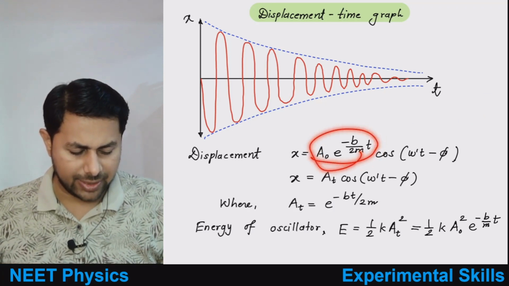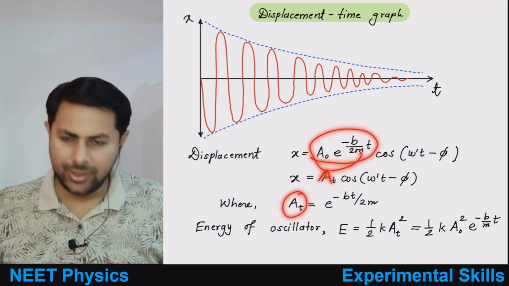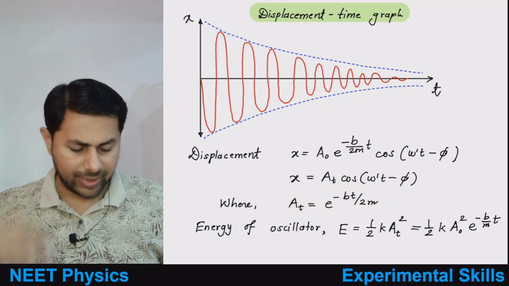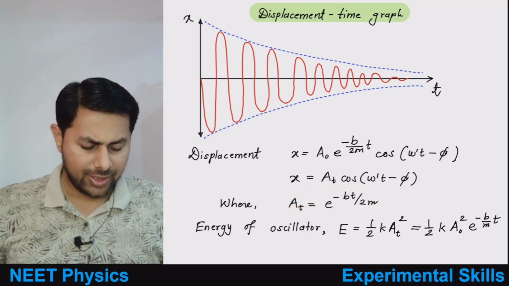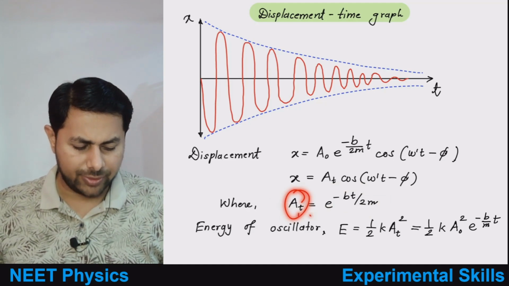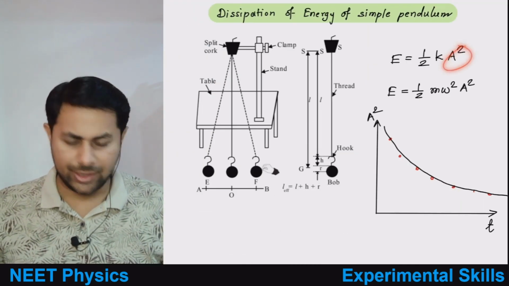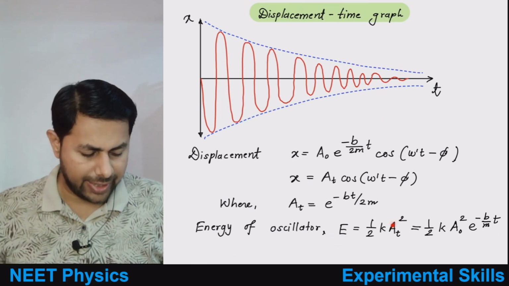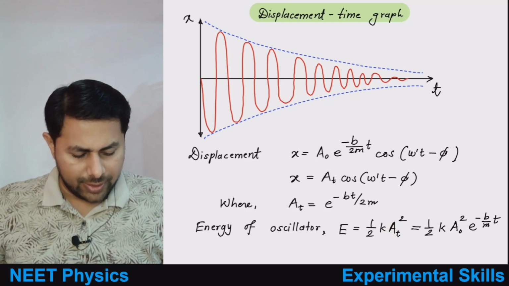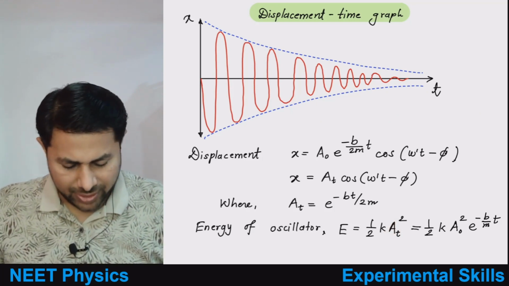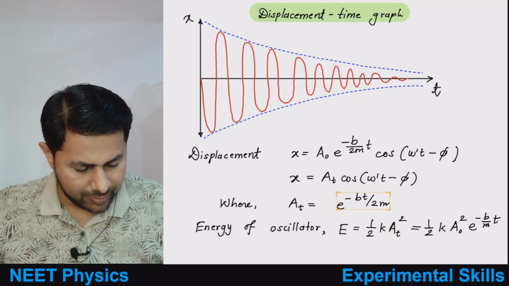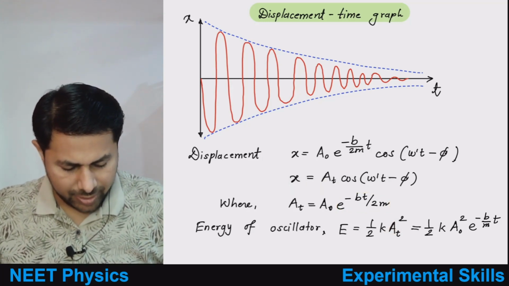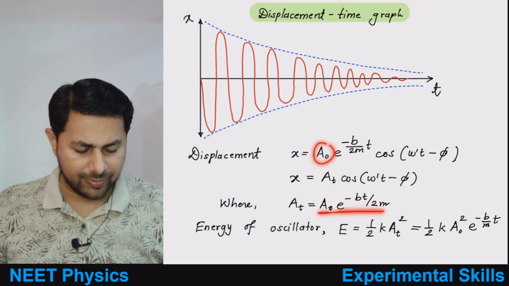So the key takeaway here is amplitude is not constant. This term can be written as an amplitude. So what is amplitude? e raised to minus bt by 2m. That means amplitude decays exponentially. And if you put this amplitude in the energy formula, half of k A square, then what do you get? Energy also decays exponentially, because A square would be what? It is a naught, its original amplitude, multiplied by this factor.